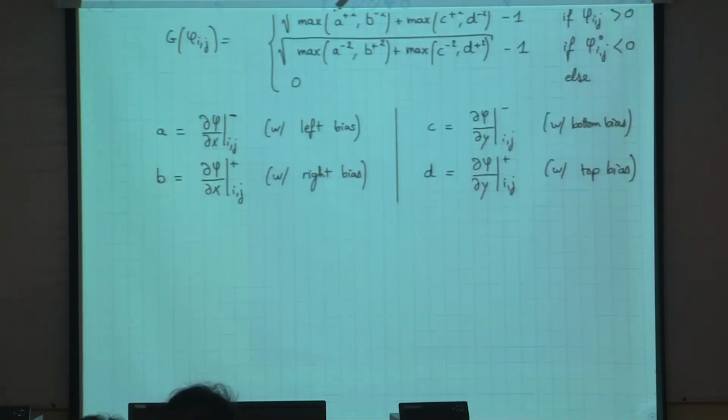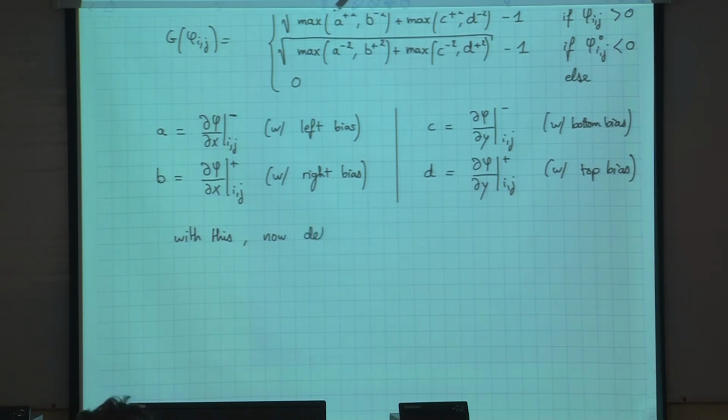So let's do that now. Define A plus as the maximum of A comma 0. So it's only the positive part of it. And A minus as the minimum of A comma 0. So it's only going to be the negative part of it.